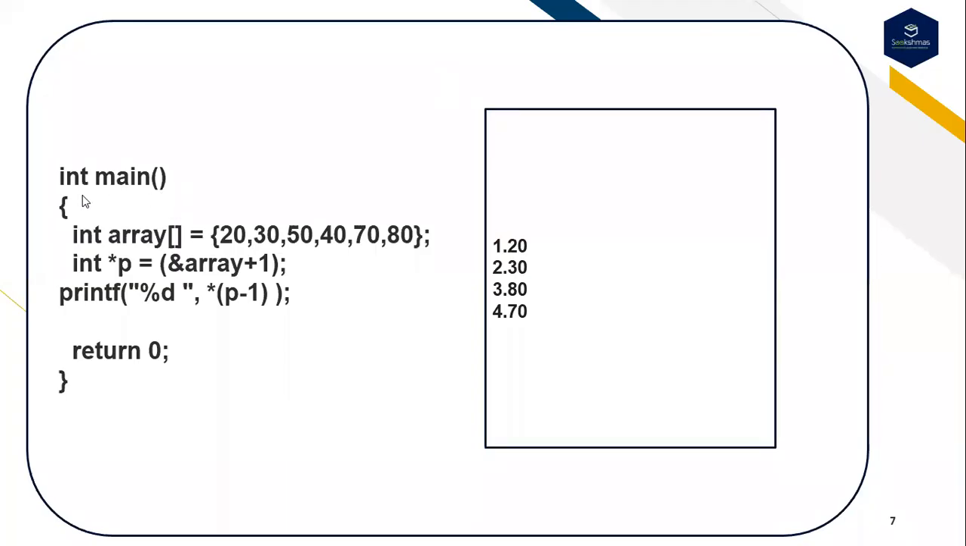This is the next question, guys. In the main, int array, I have performed the initialization like 20, 30, 50, 40, 70, as well as 80. Here, &array + 1 is assigned to the pointer. Here, printf("%d", *(p - 1)). Predict the output of this code, and these are the following options.